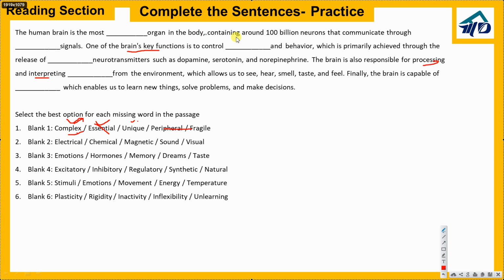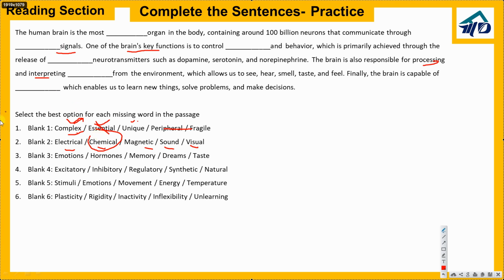Then, organ in the body containing 100 billion neurons that communicate through dash signals: electrical, chemical, magnetic, sound, and visual. If you don't have an idea about this, then this will be an incorrect answer. Here, the correct one is chemical. That's why I said it's a bit technical, so you may face problems here. If you don't have the basic understanding of what is written here, if you have not read so far, then you won't be able to answer paragraphs like this.